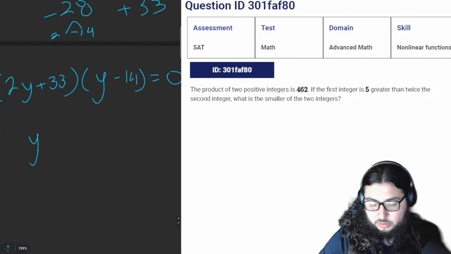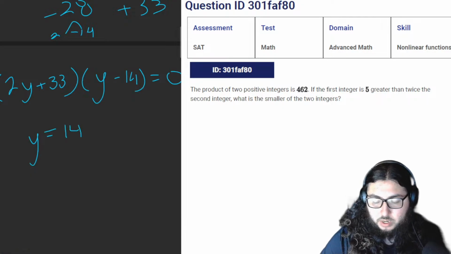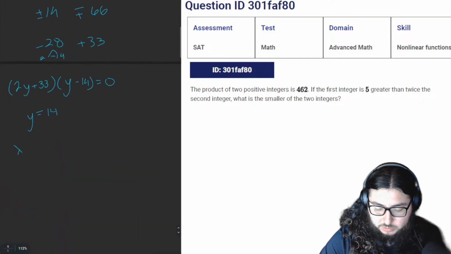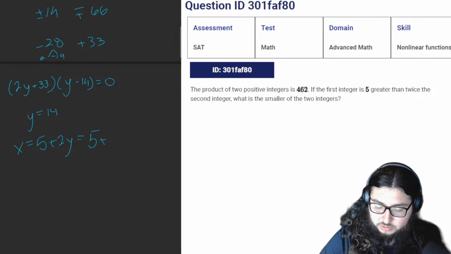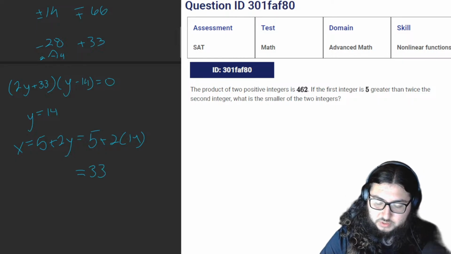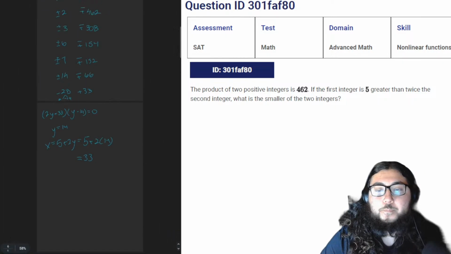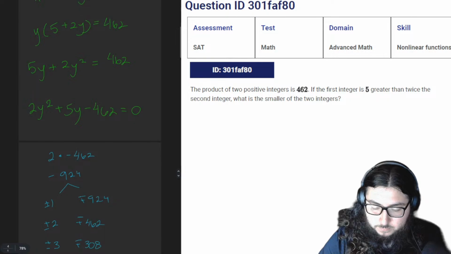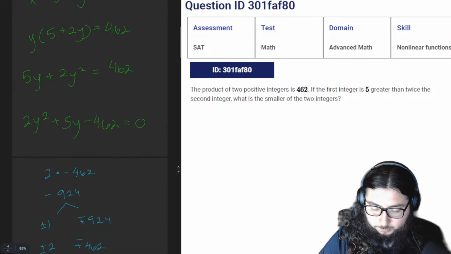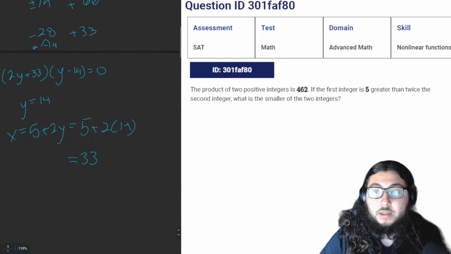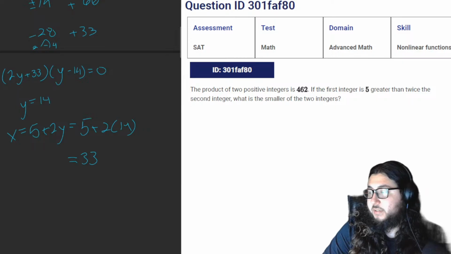All right, and then the only integer here is 14. So y is equal to 14, and x was equal to 5 plus 2y, which is equal to 5 plus 2 times 14, which is simply equal to 33. Whether that's a coincidence or not, who knows? I don't. We found a way to solve it. Let's see what the SAT did to solve it.